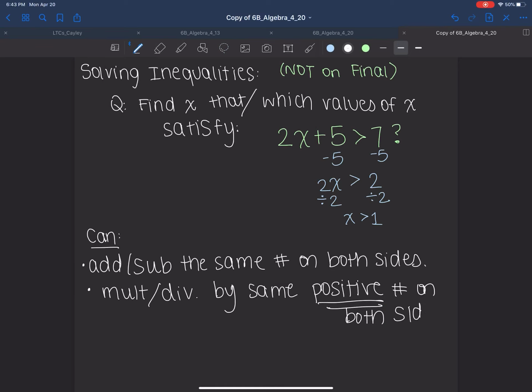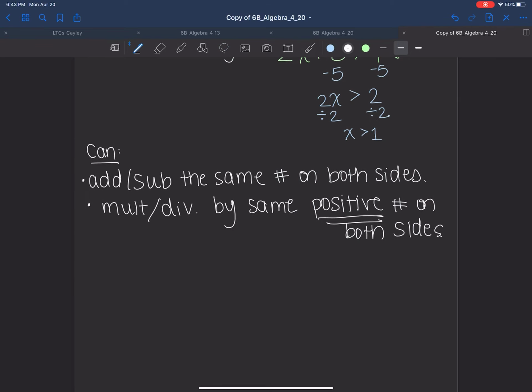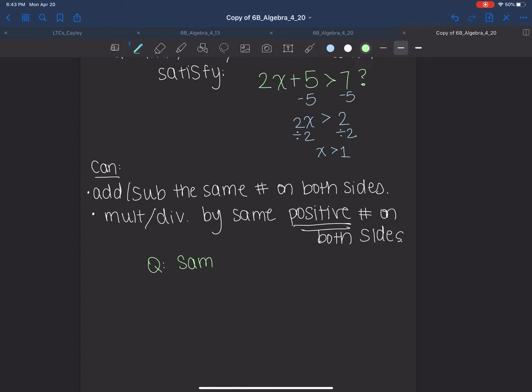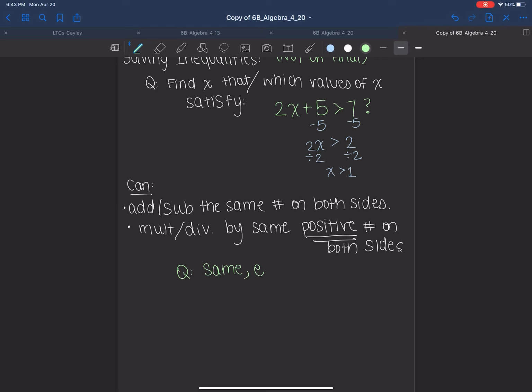Let's see what happens with a negative number. Let's ask the same question, except minus 2x plus 5 now is greater than 7. As before, we know that this is fine. We can subtract 5 from both sides. We're going to get minus 2x is greater than 2. Now I want to divide both sides by minus 2. I have to isolate x somehow.